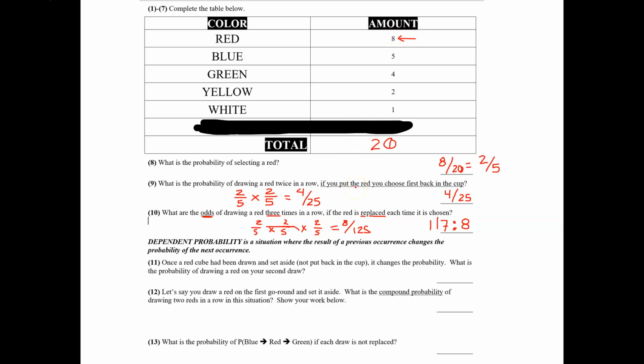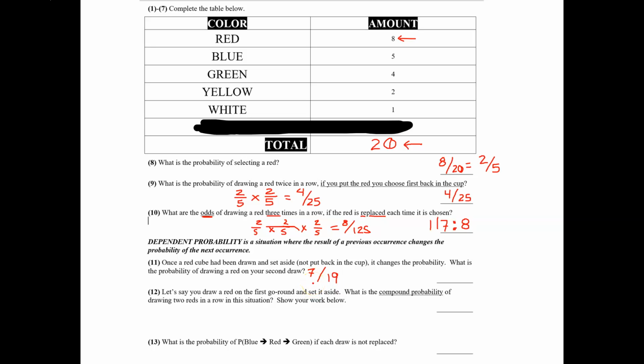And then we set it over to the side. We don't put it back in the cup. So there were 8 reds in the cup. But now we just put one over to the side. So now there's only 7 left. And since there's only 7 reds left, that means the total number of cubes in the cup has gone down because we pulled one of them out and set it to the side. There aren't 20 in the cup anymore. Now there's only 19 in the cup.